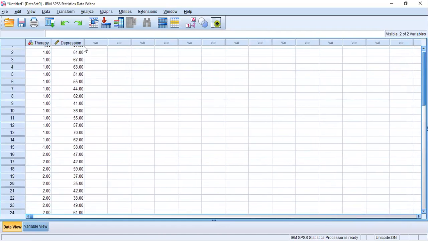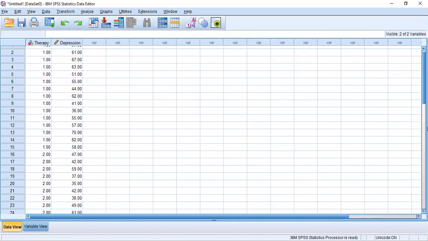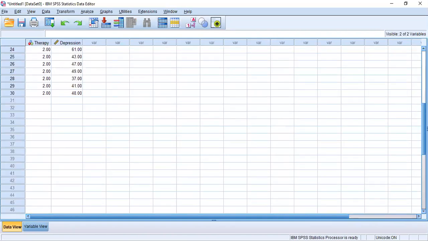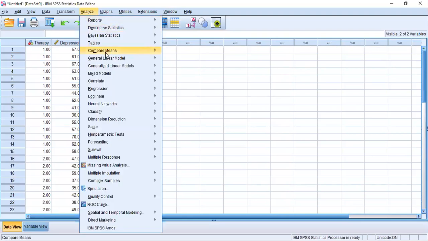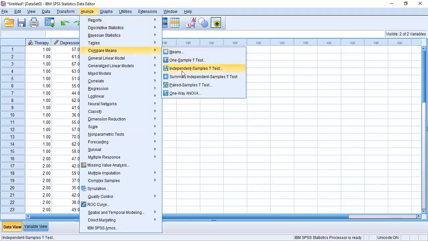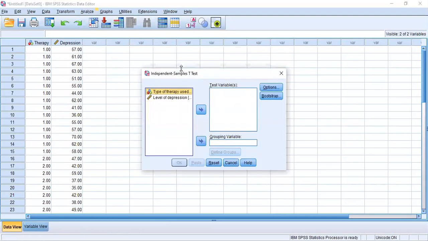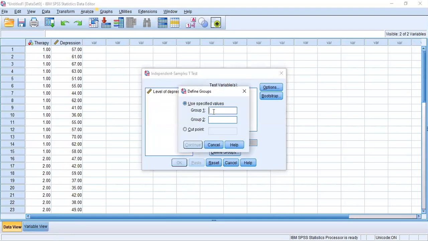And now we'll be going for the independent sample t-test. Going for the test, we go to analyze, compare means, independent sample t-test. So we click on this, here we go. First of all, type of therapy used will go to grouping variable and we have to define the group. One is for the cognitive, number two is for the psychoanalytic. I'll do continue.